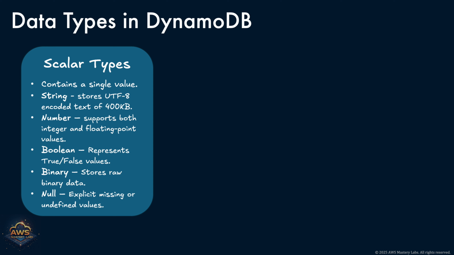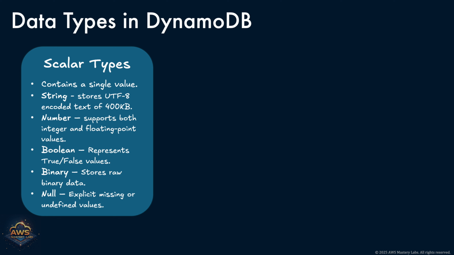Since DynamoDB is schemaless, binary data can be stored and retrieved easily as long as it conforms to base64 encoding during API interactions. Null. Unlike simply omitting a field, setting an attribute to null explicitly indicates that the value is intentionally undefined or missing. This can be useful in modeling optional fields or when a placeholder is needed to preserve schema expectations in downstream applications.